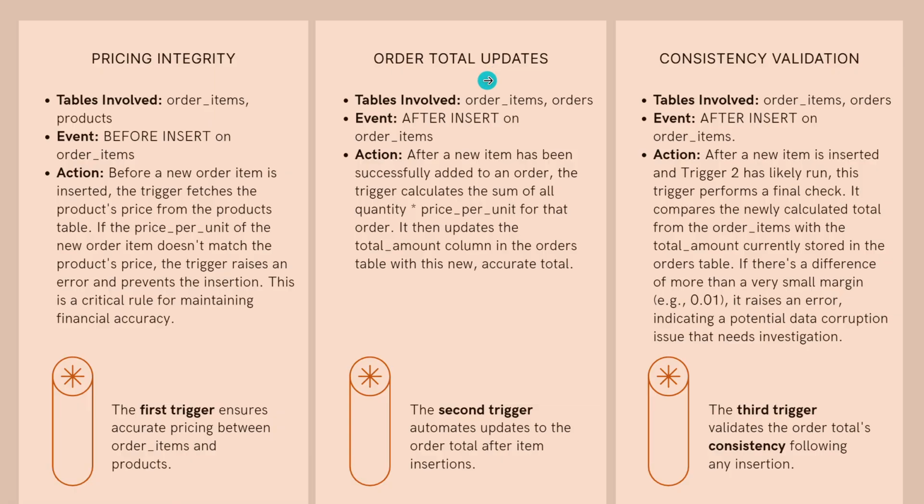So here the tables involved are order items and orders. This is triggered after an insertion on order items. Basically, whenever a new item has been successfully added to an order, the trigger calculates the sum of the quantity times the price of that particular unit, and then it updates the total amount column in the orders table, so that we get the exact idea of how much amount this particular order is.